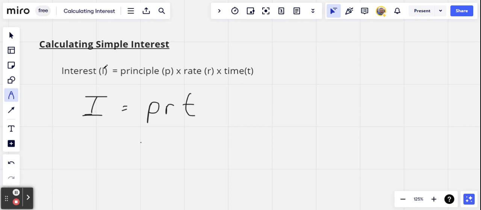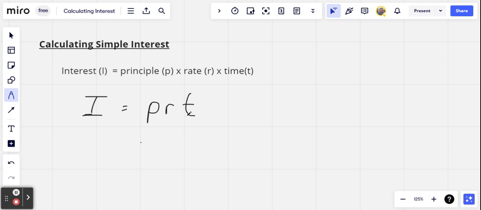Interest, I, equals principal P times rate R times time T. And here it's written out. Now, because this is math, this same equation can help you figure out any of these letters. Usually principal is not as important, but you could solve for principal. But interest is this. So if you want to figure out how much interest you want to make and what time that would take, you could move this around.